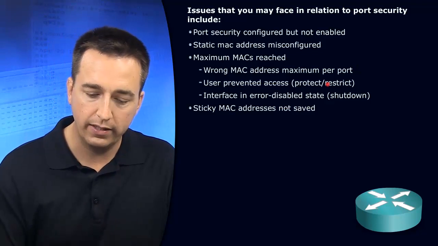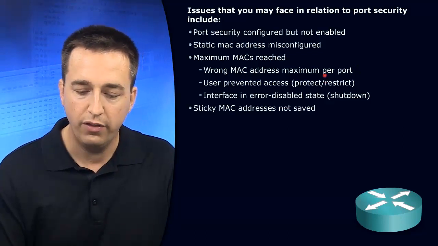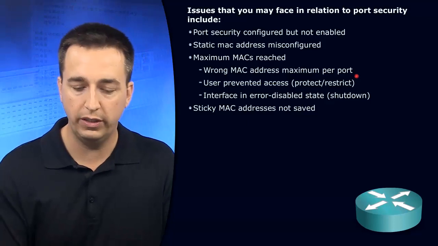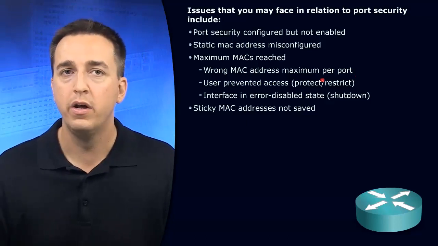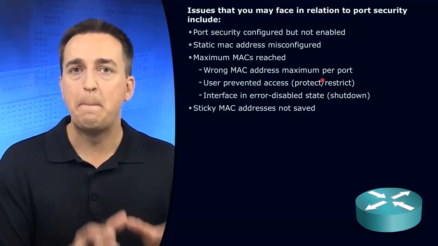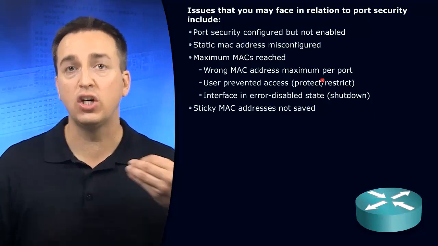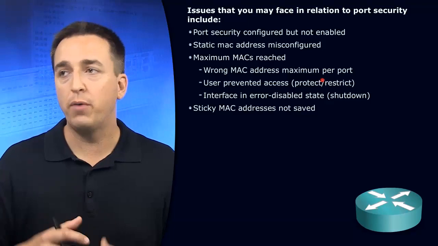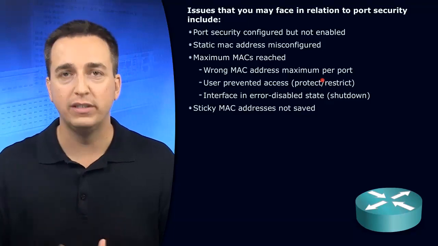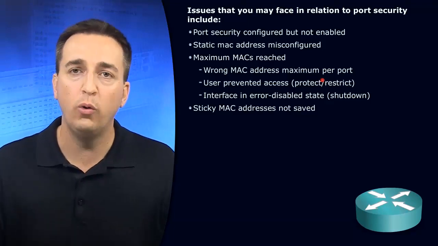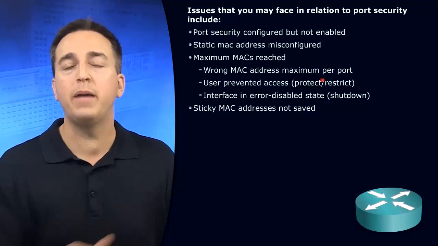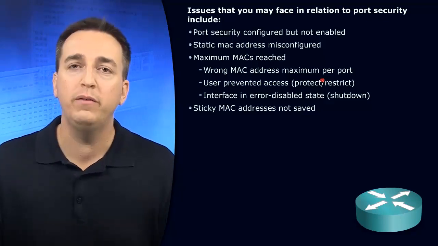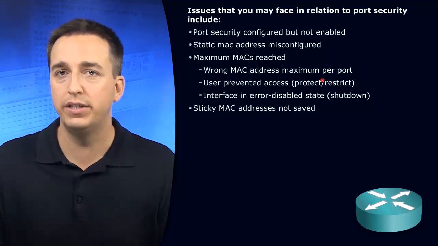So with protect and restrict, if either of those violation modes are being used, what will happen? Well, the offending MAC address, so the MAC address that has caused the violation, will be prevented from accessing the network, as well as any other MAC addresses that are being learned on that particular port. However, the original MAC addresses that were learned will be perfectly fine. They can still access the network.